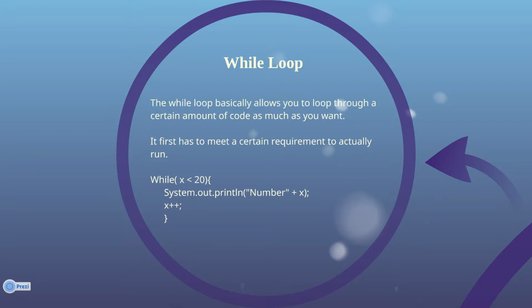Then x++. I've never mentioned what x++ means. What x++ means is x plus 1, x equals x plus 1. So now x is 2. Is 2 smaller than 20? Yes. System.out.println number and then 2. Then x++, so x is now 3. Is 3 smaller than 20? Yes. Do that, print that.